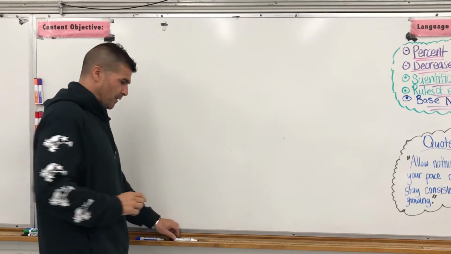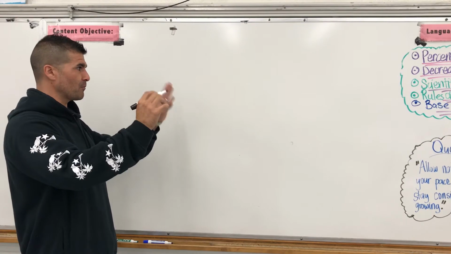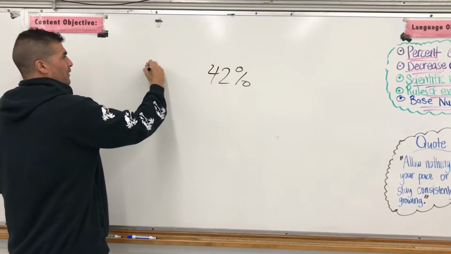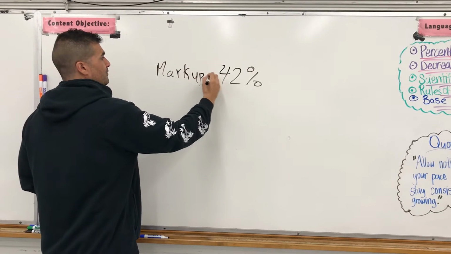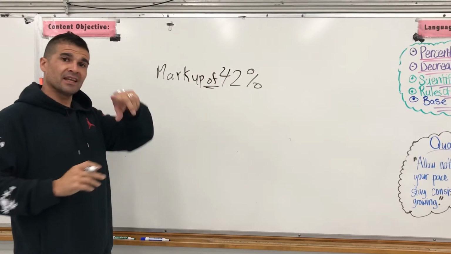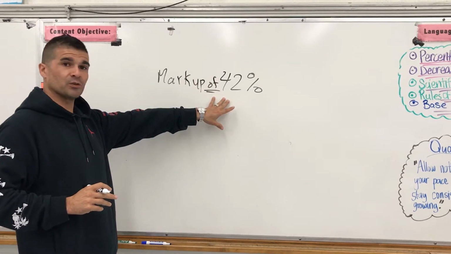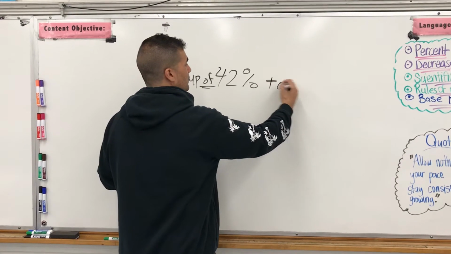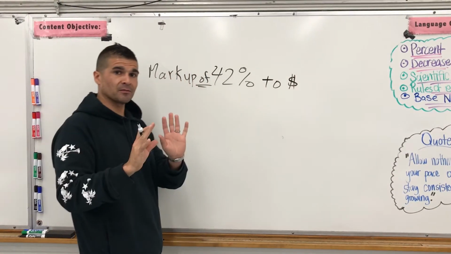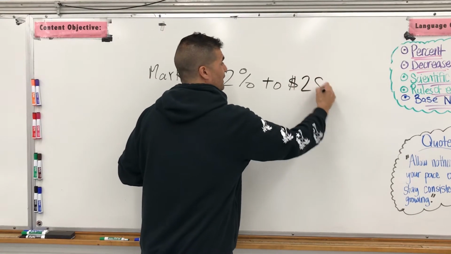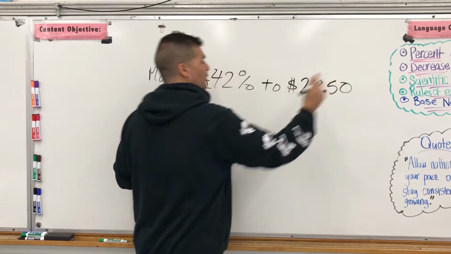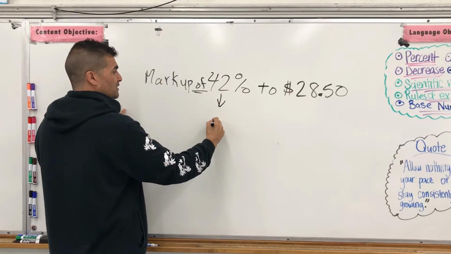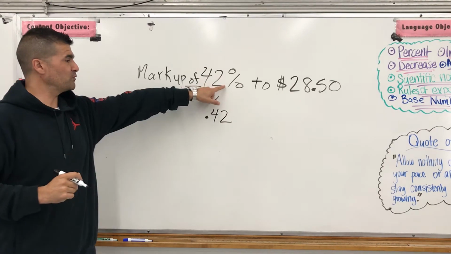So here's what we got going on. Let's say that you have some kind of percent markup, for example 42%. And this is going to be a markup of 42%. Now what you're going to do is take this markup of 42% and apply it to something that happens to cost them an amount of money. This is going to be $28.50.